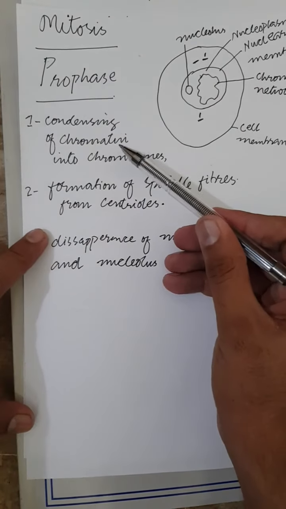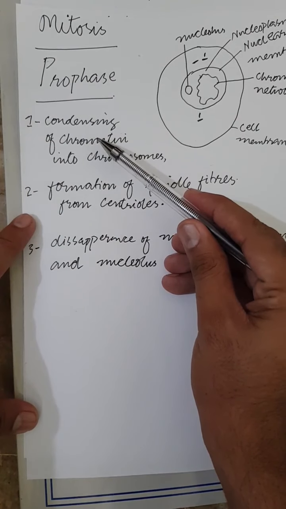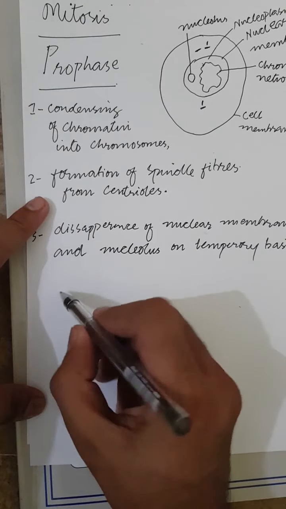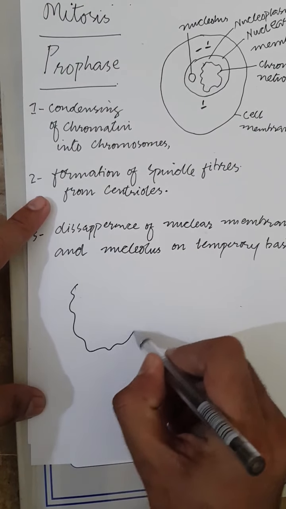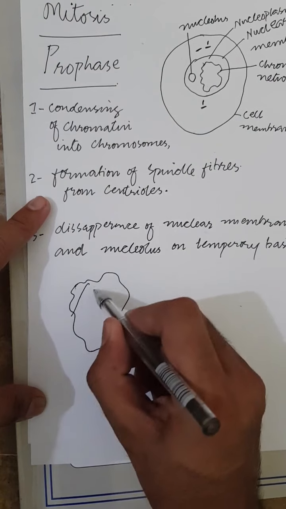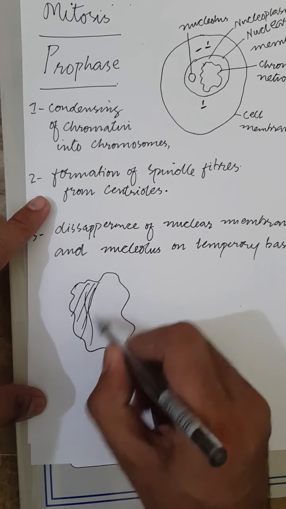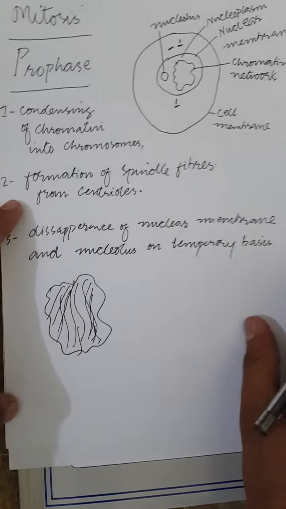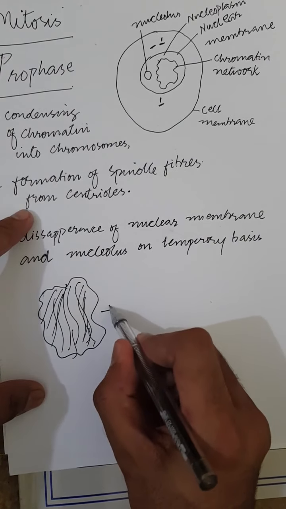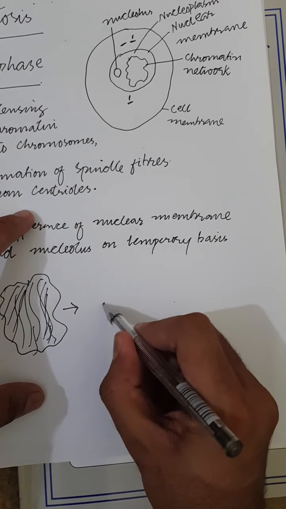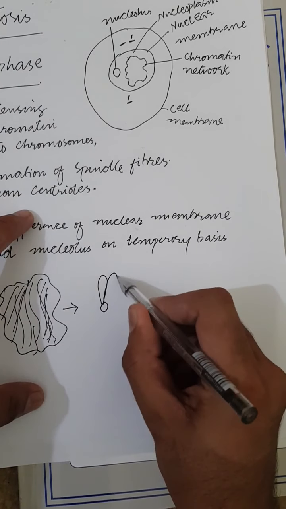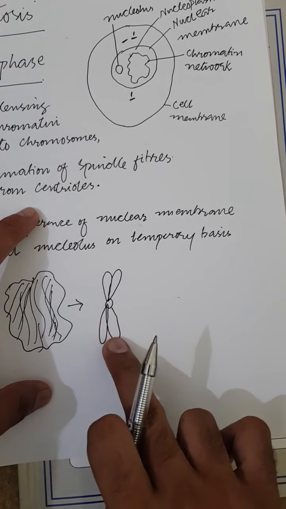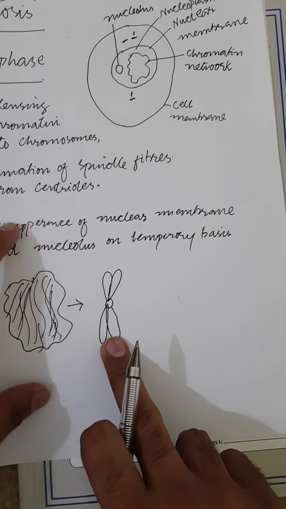So let's discuss once again. If we are in prophase, at the start of prophase we have a network of threads called chromatin network, so by the end of prophase we will have a structure like this, what you people are calling a chromosome.